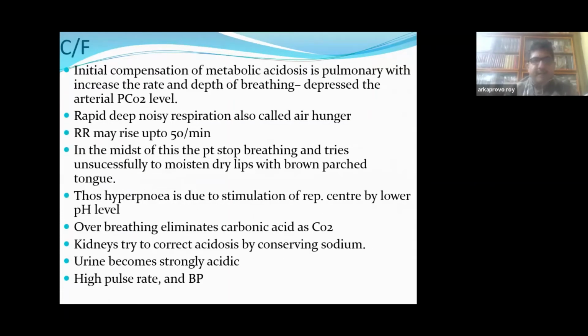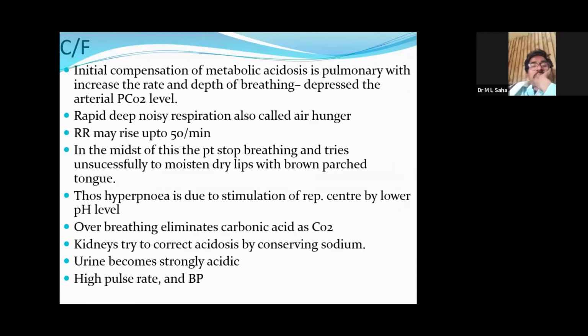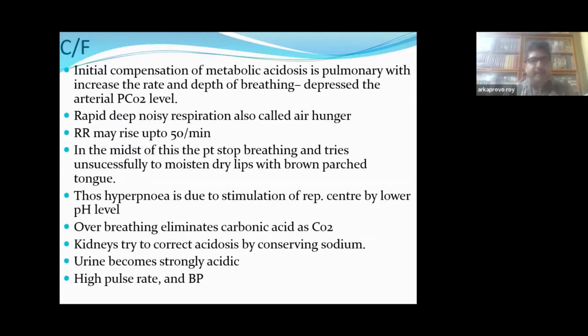Clinical features: initial compensation of metabolic acidosis is pulmonary, with increased rate and depth of breathing and depressed arterial PCO2 level. Overbreathing eliminates CO2, respiratory rate may rise up to 50 per minute, urine becomes strongly acidic, pulse is tachycardic, and BP is initially high, then lowers down.